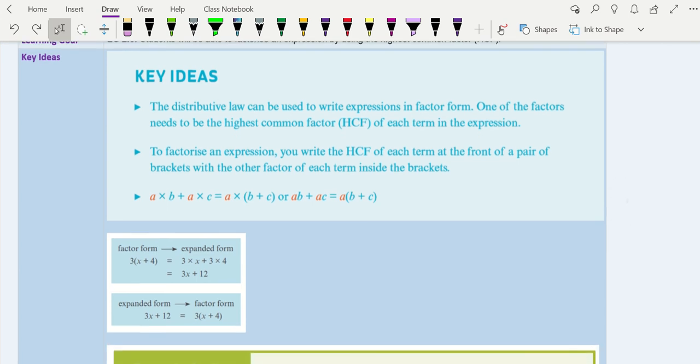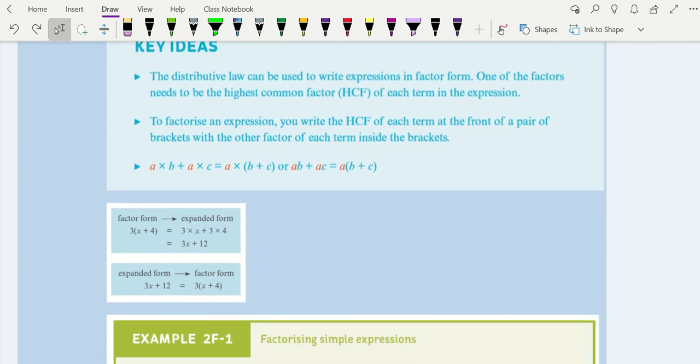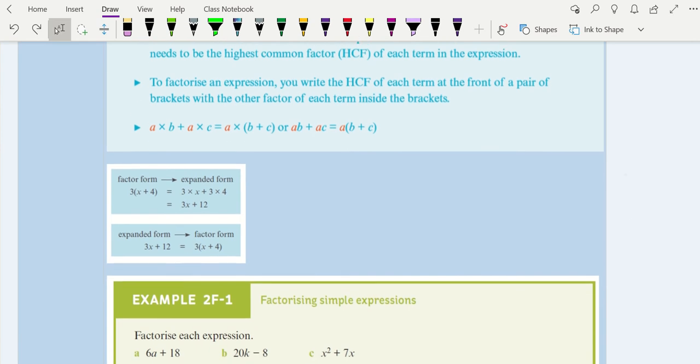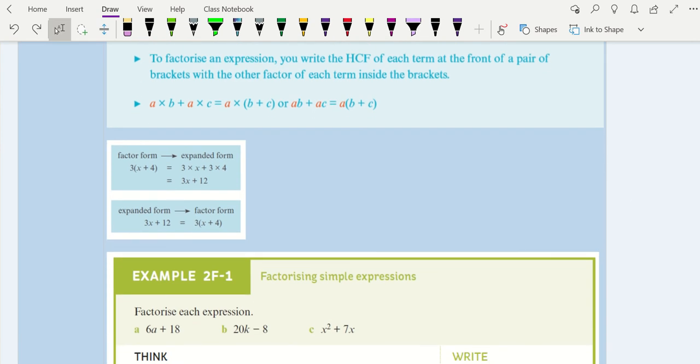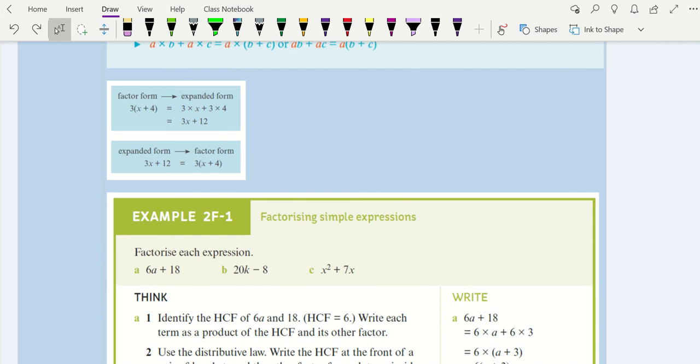Now, remember that the distributive law can be used to write expressions in factor form. One of the factors needs to be the highest common factor of each term of the expression. The highest common factor is going to go on the outside of the brackets. We'll look at that soon. So to factorize an expression, you write the highest common factor of each term at the front of a pair of brackets with the other factors of each term on the inside of the brackets.